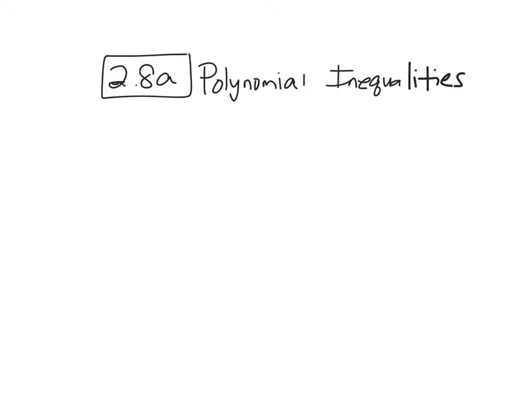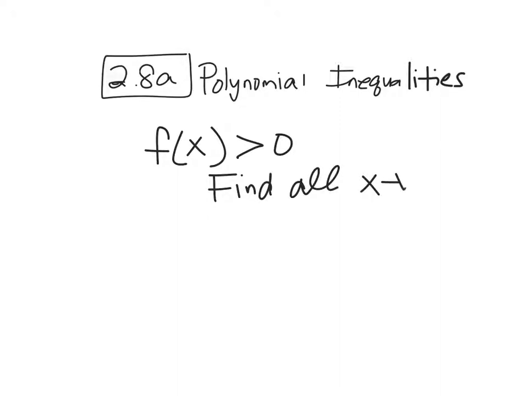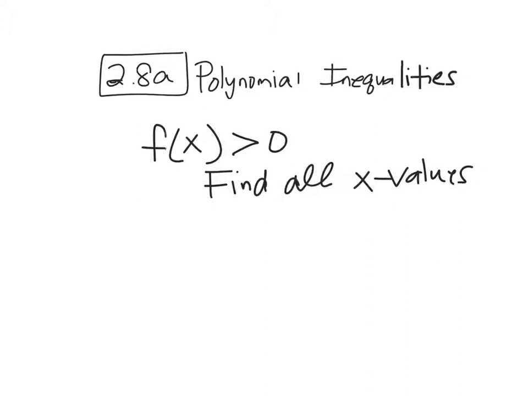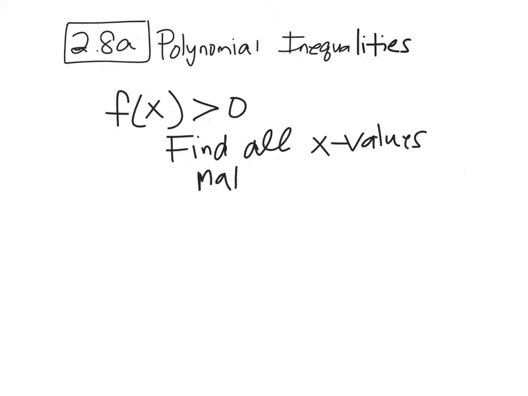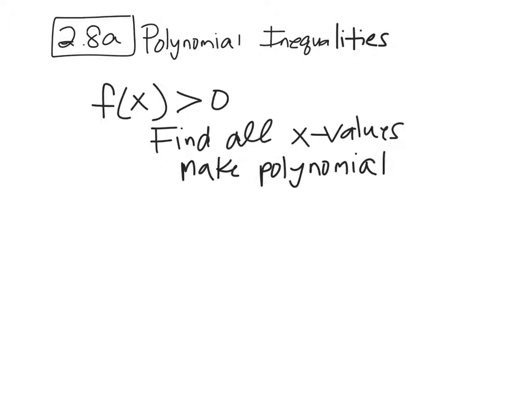Now, what we're going to do is have a polynomial, and it's going to look like this: f of x is greater than 0, for example. And we're going to try to find all the x values that make the polynomial positive. We did this already with quadratics in chapter P. But now we're going to open it up to all polynomials, really big ones. So if f of x is greater than 0, we're going to find all the values that make the polynomial positive.